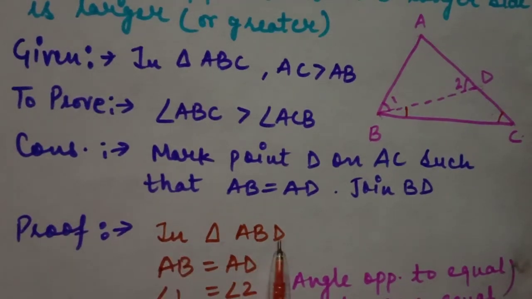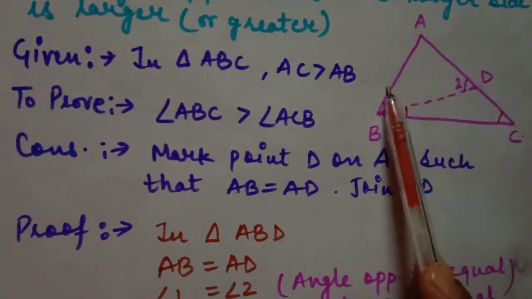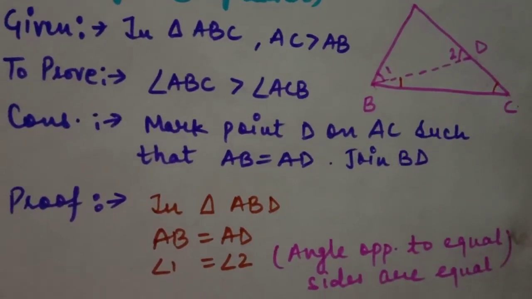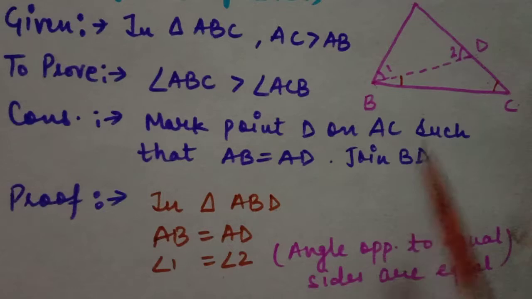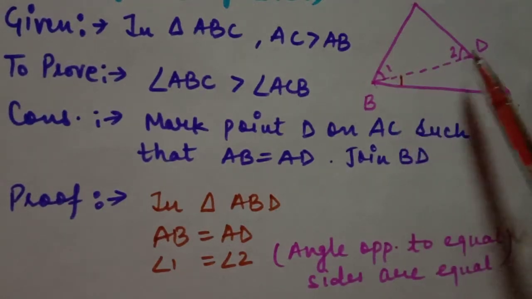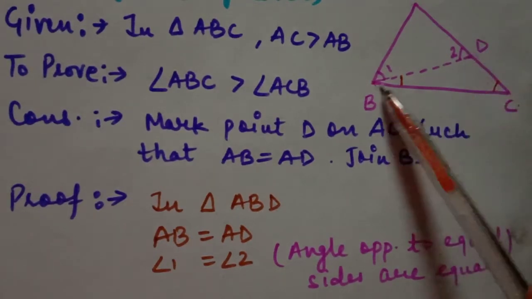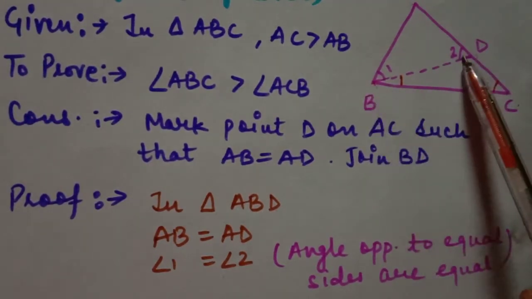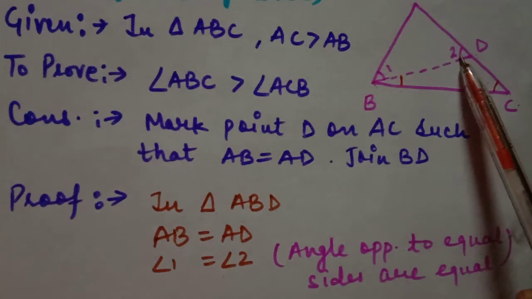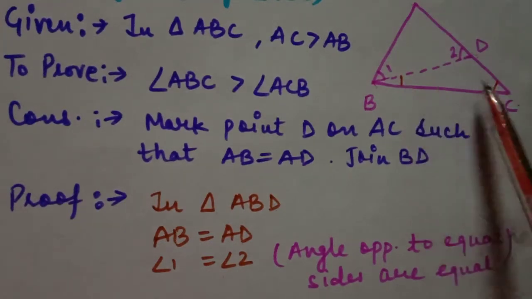In triangle ABD, AB is equal to AD by construction. So angle 1 and angle 2 are equal to each other. We know it very well. The reason: angles opposite to equal sides are equal. Definitely now, in triangle BDC, angle 2 is the exterior angle. So the exterior angle property is: the exterior angle is equal to the sum of the two opposite interior angles.